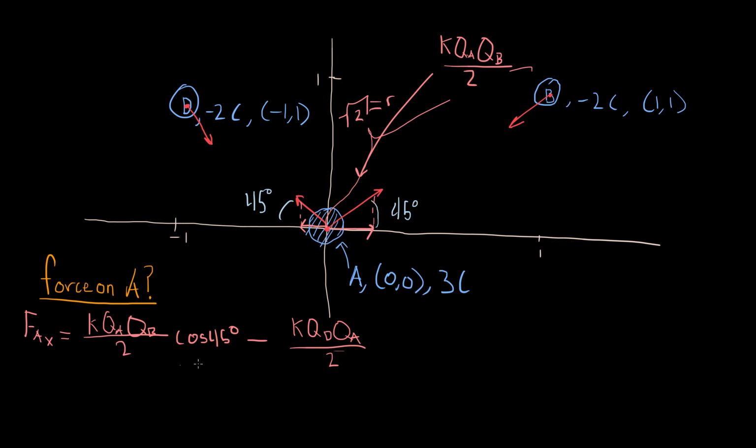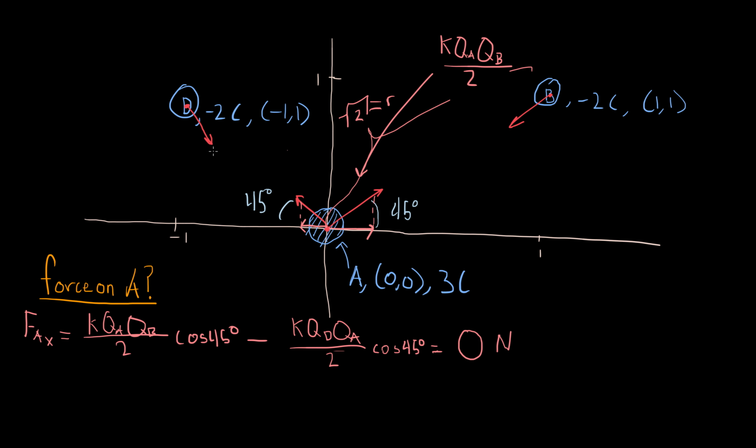And so if you were to actually work this out, and sorry, this will also be cosine times cosine 45. So if you'd like to work this out, go ahead, pause the video, work this out, and see if you get the same answer as me. So welcome back. The answer should be 0 newtons in the x direction.